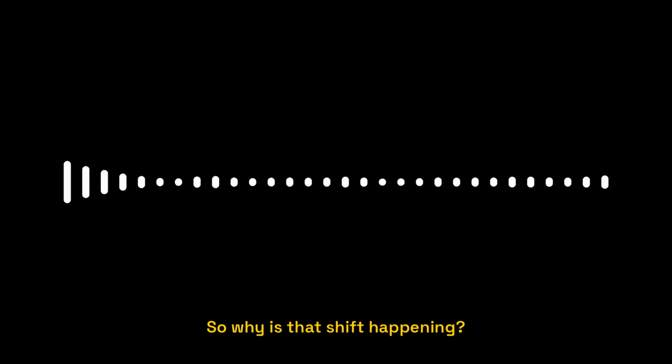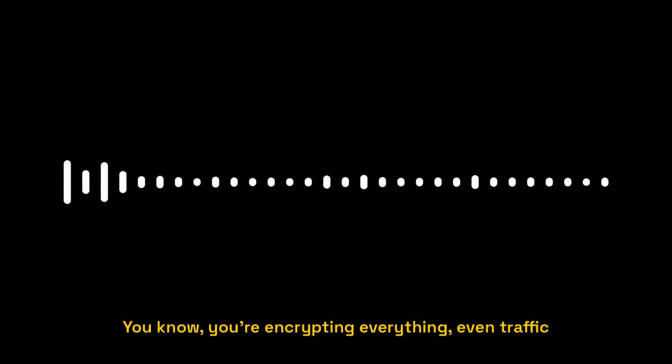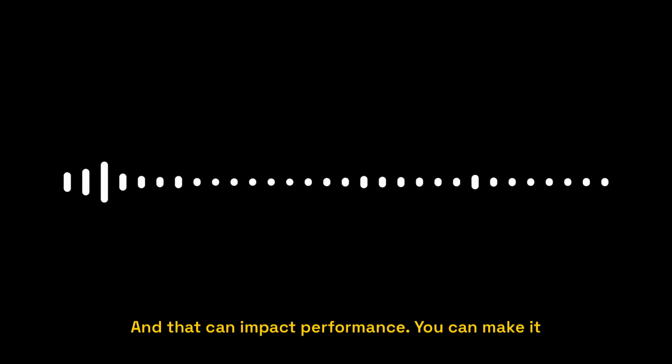So why is that shift happening? Well, network VPNs, while they're simple to set up, can be a bit too broad. You're encrypting everything, even traffic that might not need to be encrypted. Right. And that can impact performance. It can make things harder to manage.